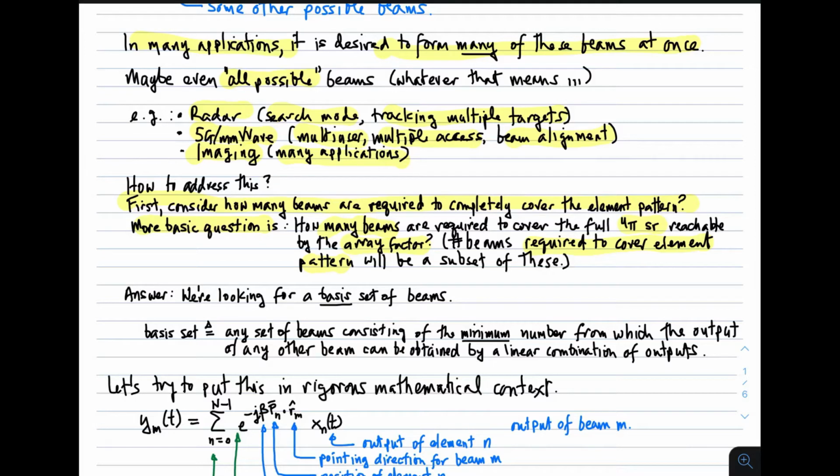And the question of how to do this for the array factor is actually a simpler problem for which the solution is pretty simple and in fact will be addressed here. So the answer is that we're looking for a basis set of beams. Now what we mean by a basis set is any set of beams. There can be multiple basis sets, but we're looking for any one set of beams consisting of the minimum number of beams from which the output of any other beam can be obtained by a linear combination of the outputs. So the idea is identify a minimum number of beams which through linear combination can give you any other beam that could be generated via the array factor. So now let's try to put this in a rigorous mathematical context.